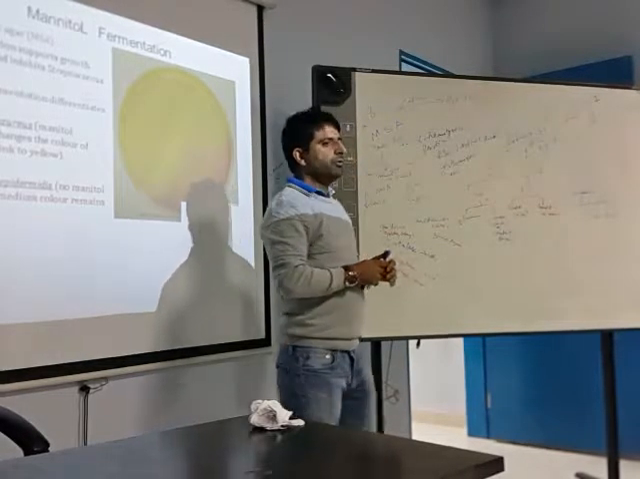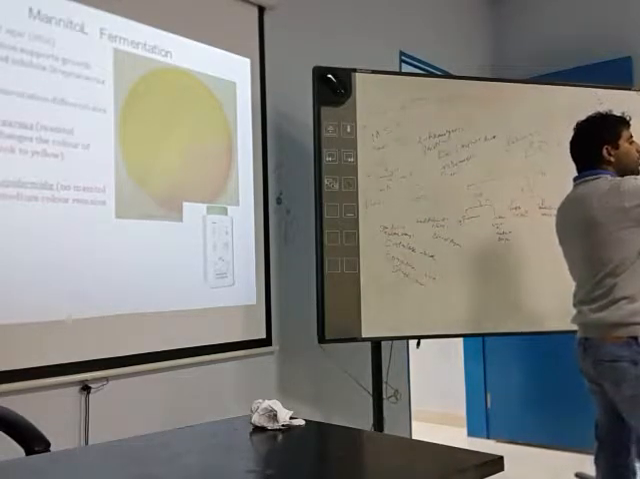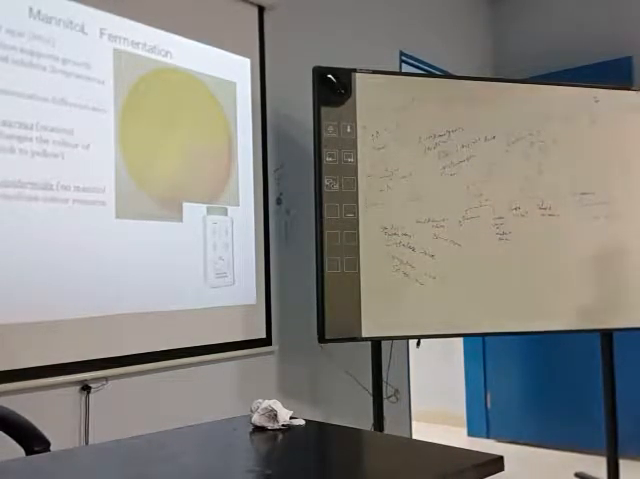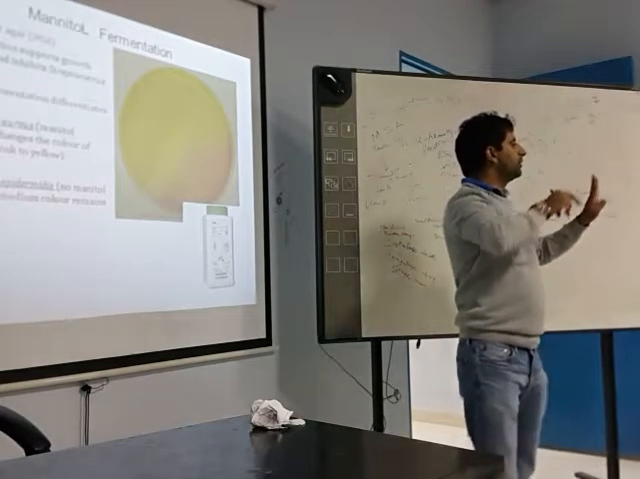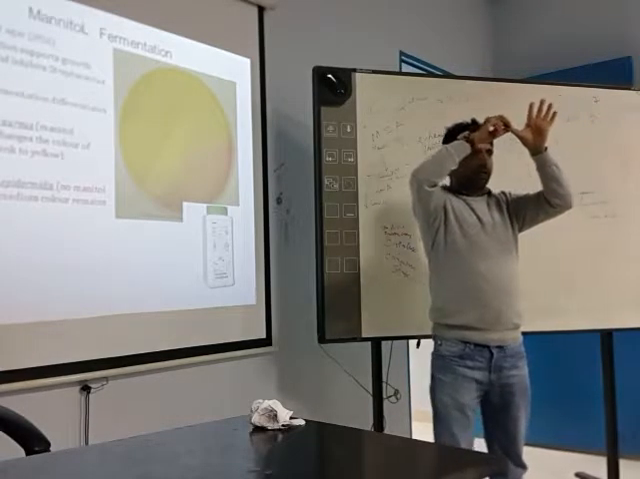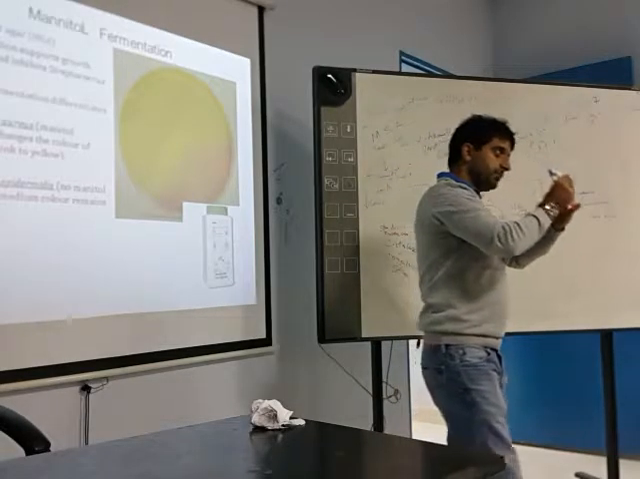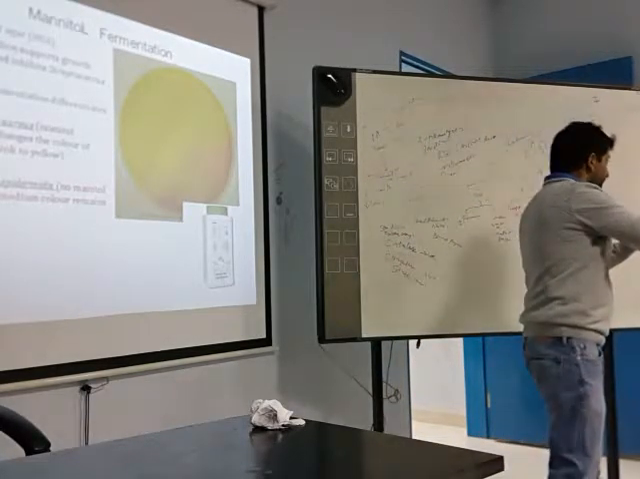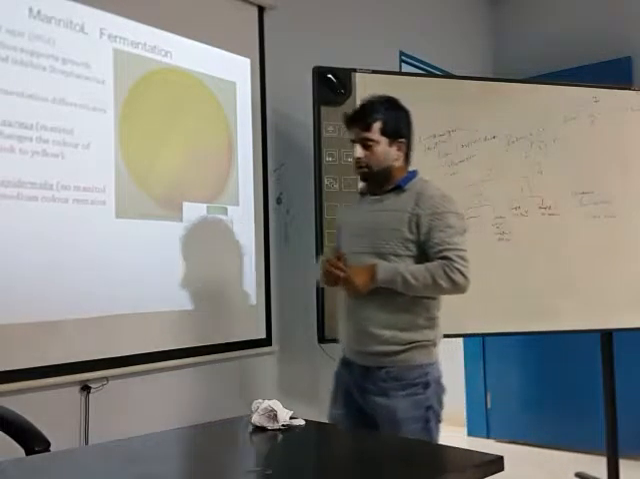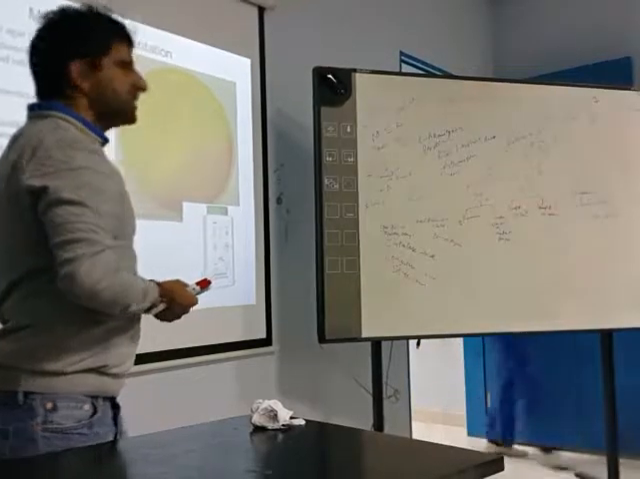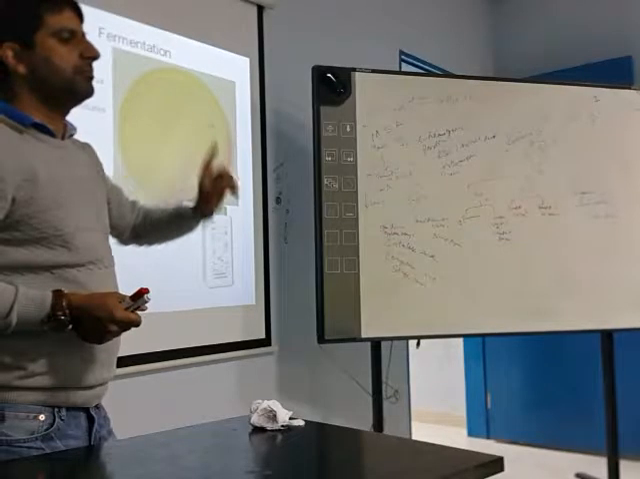So, properties of Staphylococcus aureus: catalase positive, coagulase positive, mannitol fermentation, and on blood agar, golden colonies. These are the important features of Staphylococcus aureus. You will not find these properties in epidermidis. You will find only one property, catalase positive.